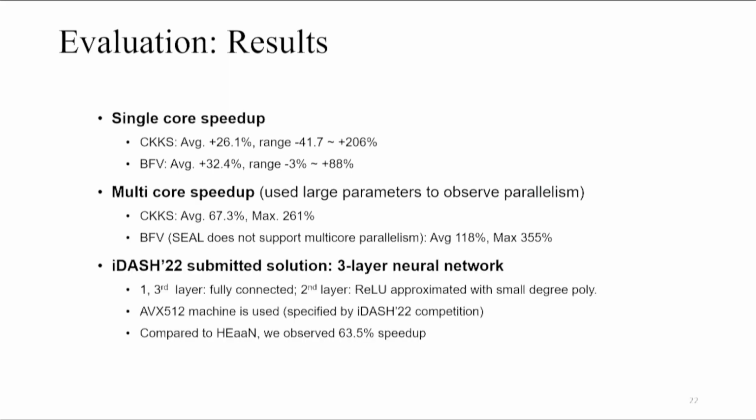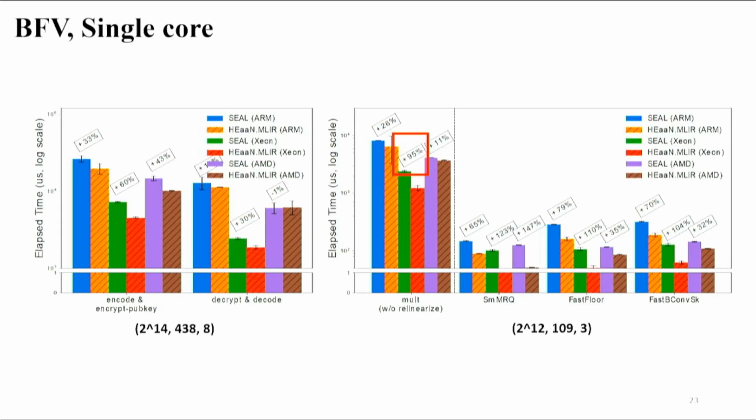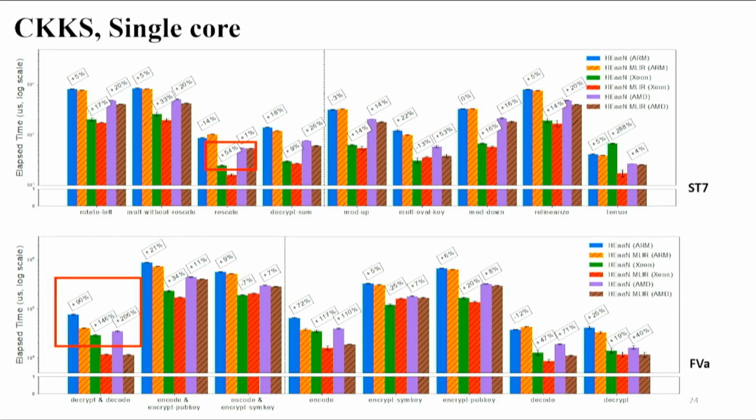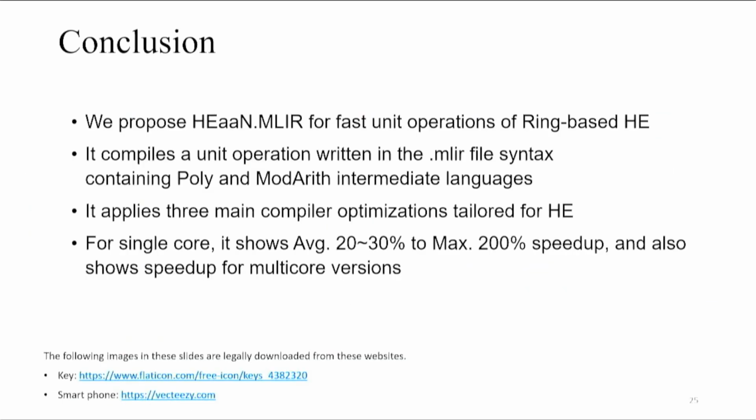Also, we could implement a 3-layer neural network for a competition, and we could see 60% speed up. The paper has the detailed graph. And this is the conclusion. We proposed a compiler, HEaaN.MLIR, for fast unit operations on ring-based HE. And it worked well, and it shows some speed up.